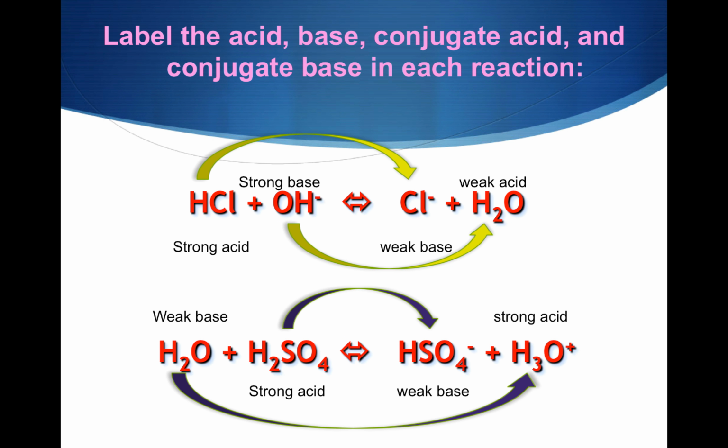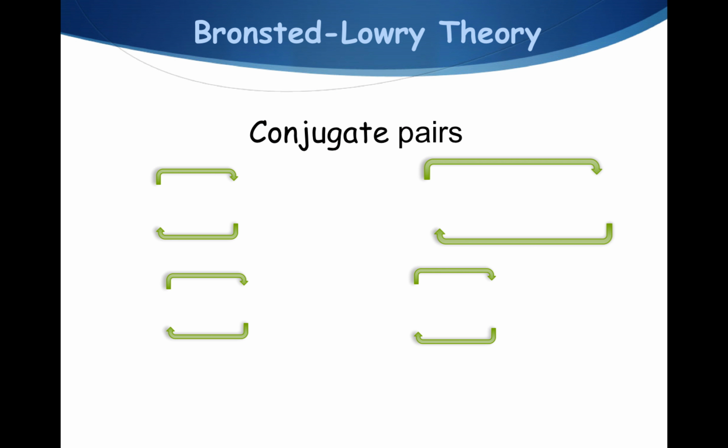Sulfuric acid, H2SO4. According to Table M, it's a strong acid, which means when it loses its proton, its hydrogen ion, and changes into the HSO4 ion, that hydrogen sulfate ion is a weak base. Look at these conjugate acid-base pairs.